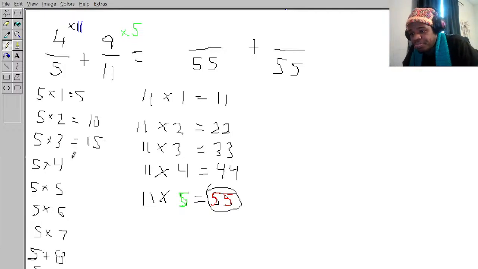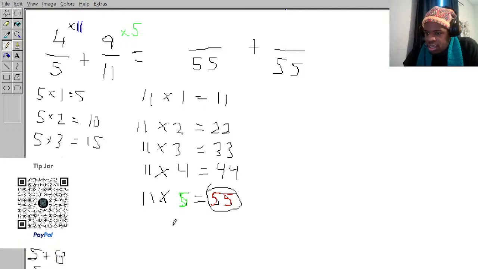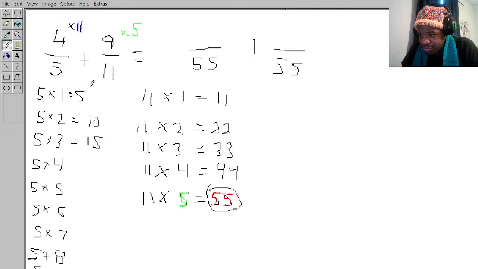So we found the least common denominator at 55. And then we're going to multiply 4 by 11, which gives us 44. And we're going to multiply 9 by 5, which gives us 45.